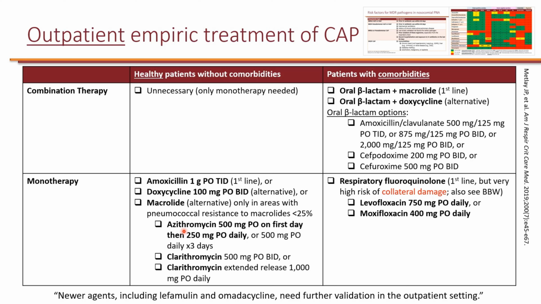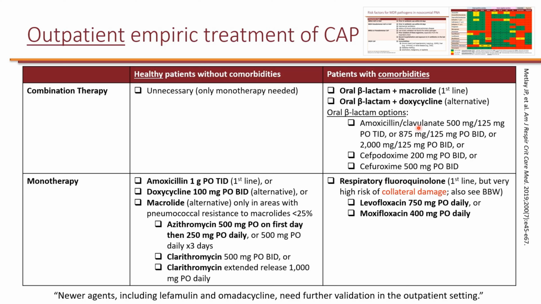Now, for those patients who have comorbidities, because they are at increased risk of having drug-resistant strep pneumo, you don't want to use a single agent, so we use combination therapy so that we have good coverage. We have an oral beta-lactam plus a macrolide as first line. If someone cannot tolerate that option, then alternatively you can use a combination of oral beta-lactam with doxycycline. Your options for oral beta-lactam could be a low-dose amoxicillin-clavulanate. Since you have another agent to cover, a low dose will be okay, and of course you still have the option to use a high dose.